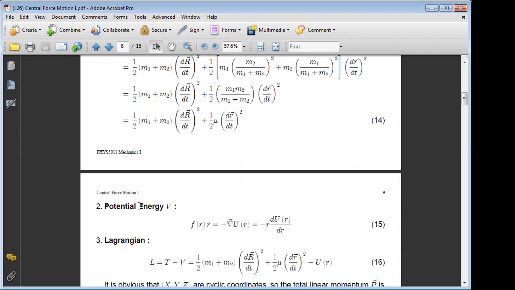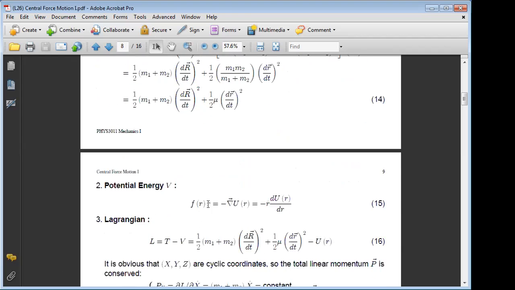And how about the potential energy? Very simple. The potential energy can be obtained by this relation, because the central force F(r) r hat is derived from this expression, minus dU(r)/dr, right?